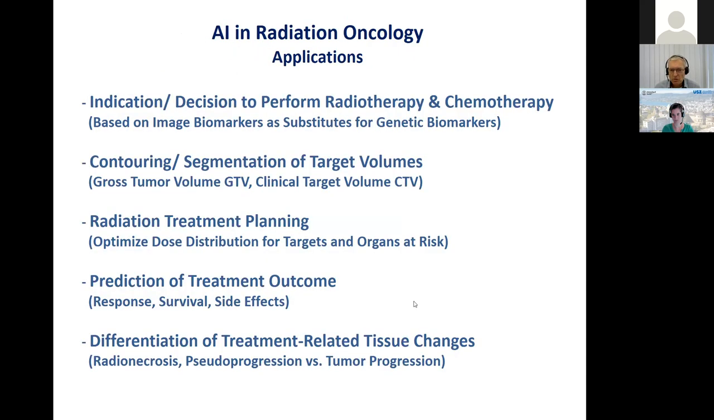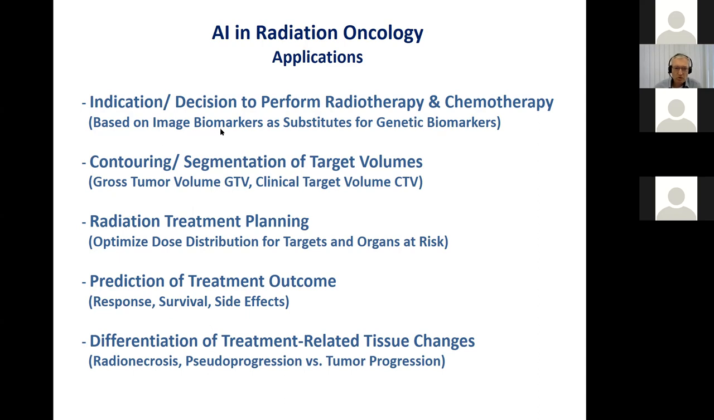So many of these steps can be supported by artificial intelligence. And I have made a list. This list contains 5 points, and we will just go through them one by one. The first is, before you start therapy, you have to make a decision to perform radiotherapy and chemotherapy, and you have also to choose the dose. And this is all indication, which means, is there an indication for radiotherapy? And normally, it may be based on genetic biomarkers. I will give you an example for that. But it may be that in the future, image biomarkers may be used as substitutes for genetic biomarkers. And I will show you an example for that.